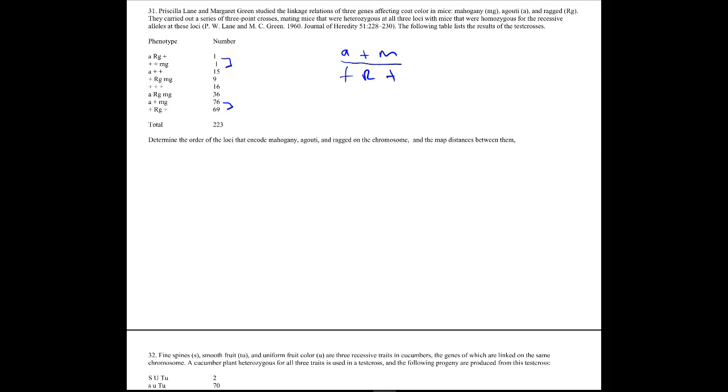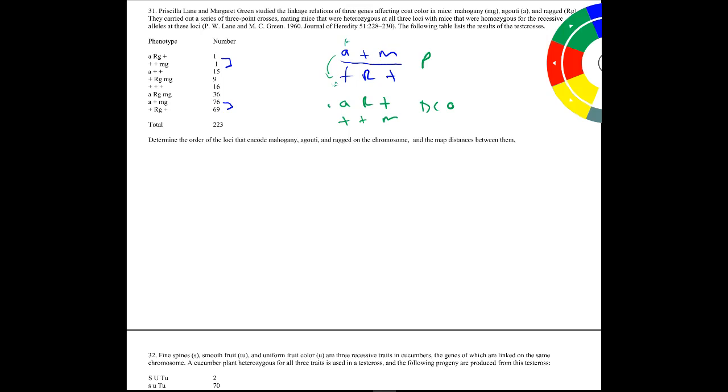Our double crossovers are the fewest, so the double crossovers are A, R, plus, and M. Alright, so what had to switch sides? These are parentals, these are DCOs. What had to switch sides to change from a parental to a DCO? We can go through them one at a time. If A switches, then A comes down here and is now going to be AR plus. And that's what we got. And plus goes up top, and then it'll be plus M and AR plus down here.